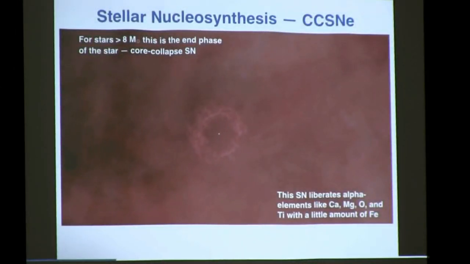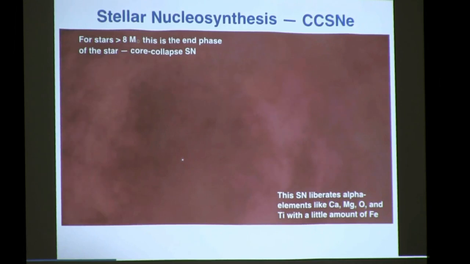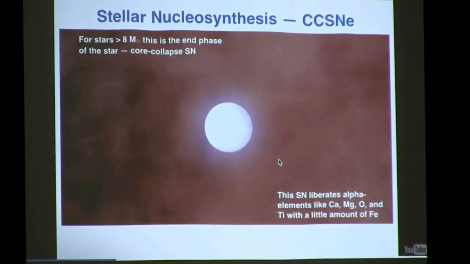In core collapse supernovae, like we're seeing here, that's for stars that are larger than 8 solar masses. And so what's left is a neutron star. And what that liberates is the elements that were produced, like these alpha elements, so calcium, magnesium, oxygen, titanium, with a little bit of iron. And then also some of these were called R process elements.